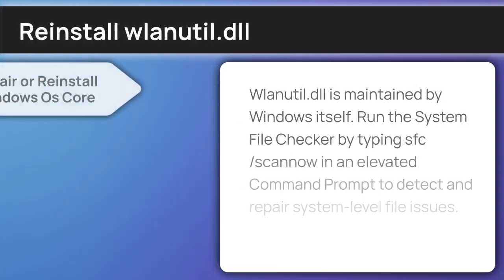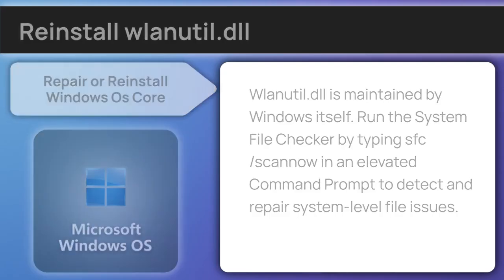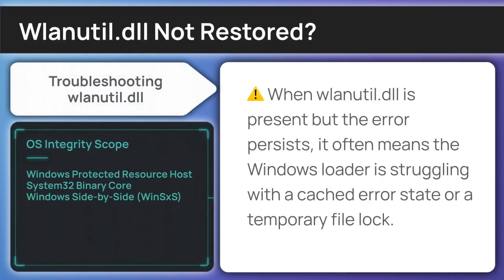Wlanutil is maintained by Windows itself. Run the system file checker by typing sfc /scannow in an elevated command prompt to detect and repair system-level file issues. If that initial step didn't clear the pop-up, let's examine the specific initialization sequence assigned to your application's directory.